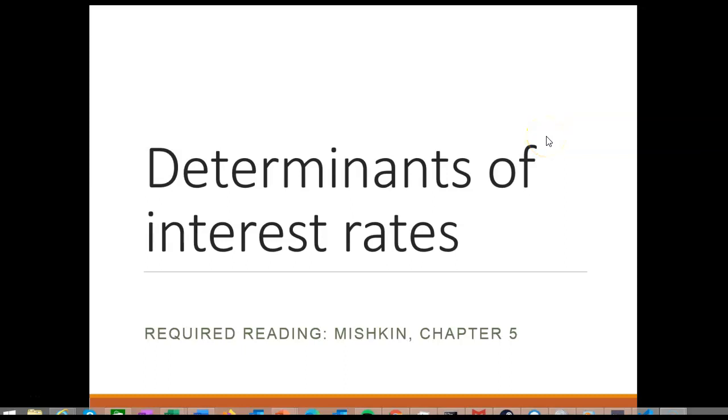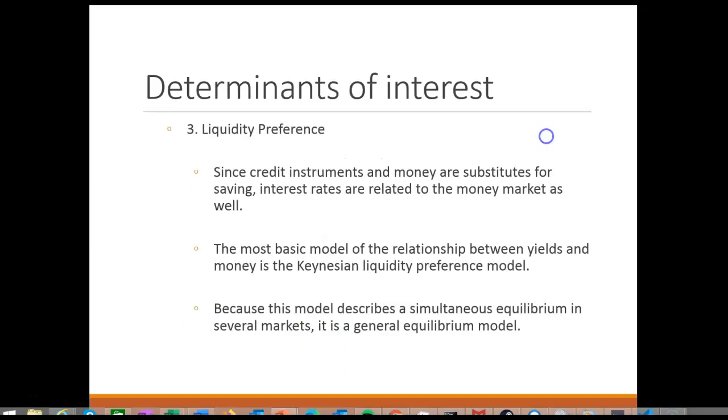The second model we will discuss this week is one you should have already seen, even if you don't know it by this name, and that is the liquidity preference model. It is standard fare in introductory macroeconomics classes.